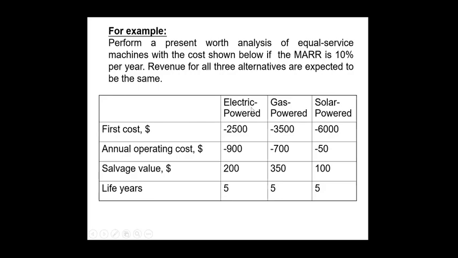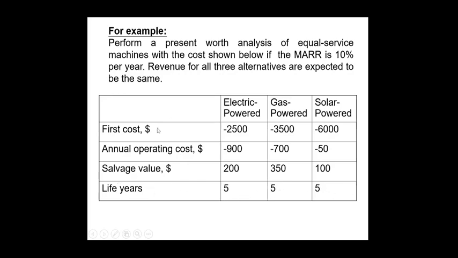The first is electric power. The second alternative is gas power, and the third alternative is solar power. We have the first cost for each alternative here, and annual operating cost here. And we have the salvage value for each alternative and life in years. The service life is 5 years.